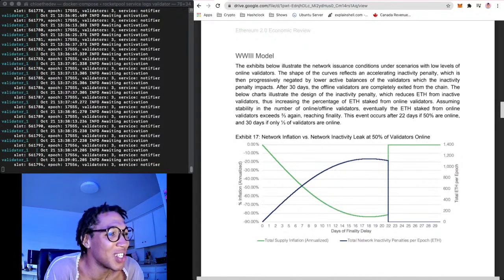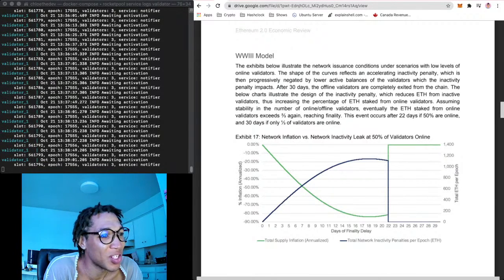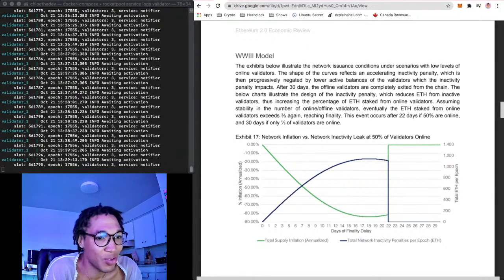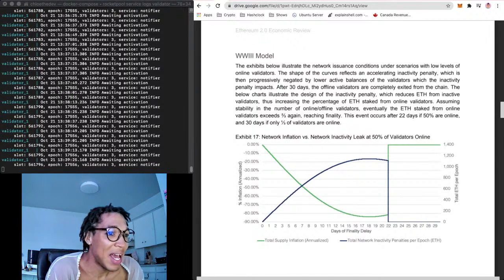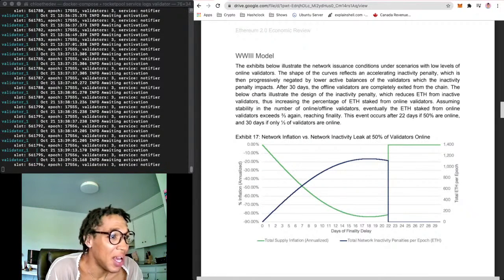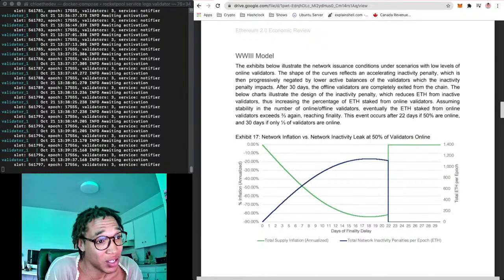The below charts illustrate the design of the inactivity penalty, which reduces ETH from inactive validators, thus increasing the percentage of ETH staked from online validators. Assuming stability in the number of online-offline validators, eventually the ETH staked from online validators will exceed that two-thirds ratio again, which will mean we could reach finality. This event occurs every 22 days if 50% of nodes are online, and only 30 days if only 1/3 of validators are online. It's crazy.